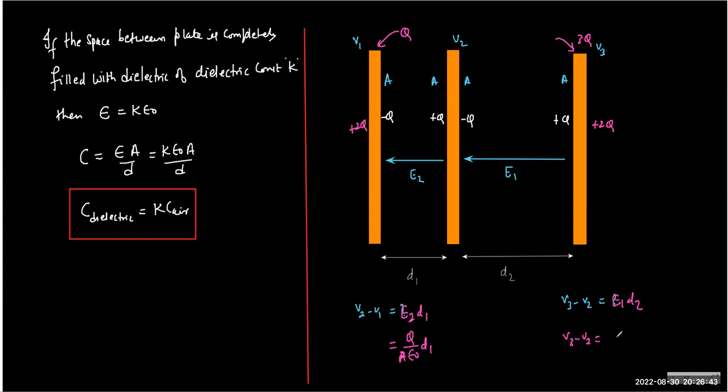And the V3 minus V2 becomes? Tell me. It is same? Q by A epsilon naught into D2. Now, because we do not know the potential of any connector, we have to write like this. The moment you know the potential of one of them as zero or some value, you can exactly tell the potential of every connector. In case we do not know the potential of anyone, we can add the differences. But once we know one of them, we can add the exact answer.